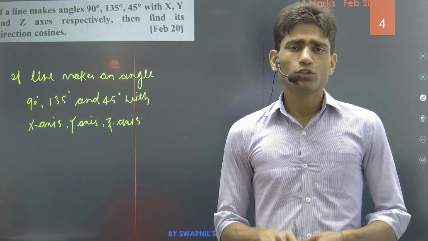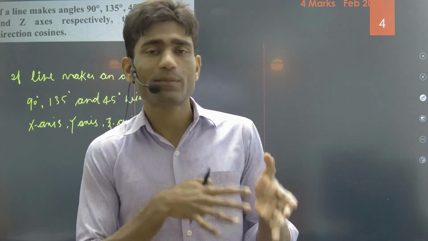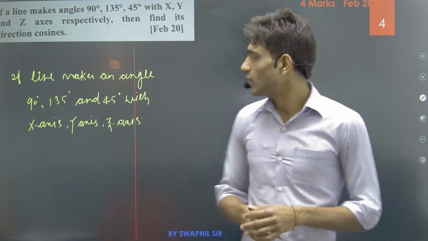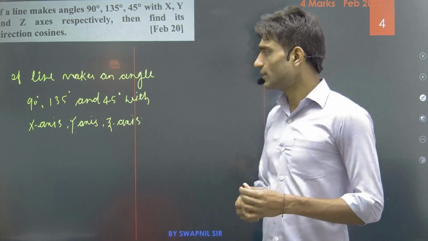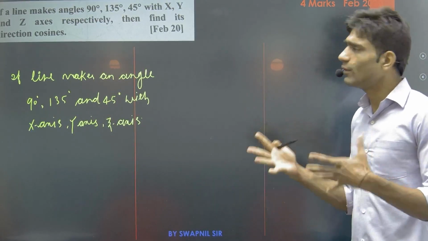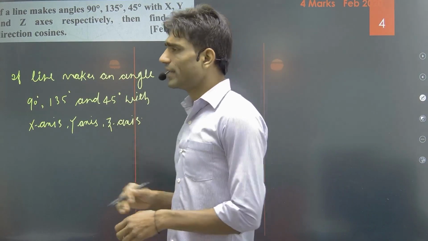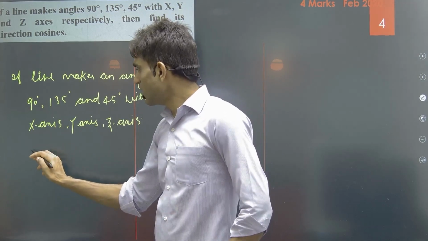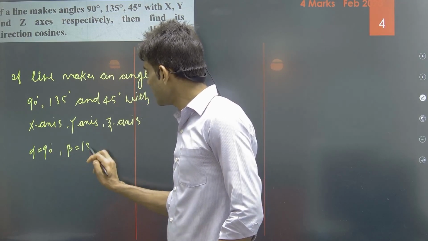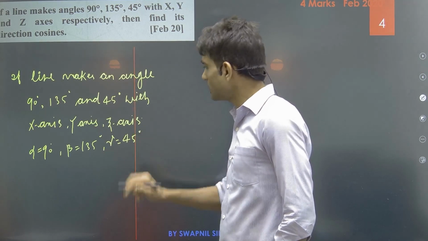So basically we have a single line in xyz space. Obviously the line makes an angle with respect to the x axis, the y axis and the z axis. Consider these angles as alpha, beta, gamma, named like variables. I will name alpha as 90 degree, beta as 135 degree and gamma as 45 degree. So we have three angles here.